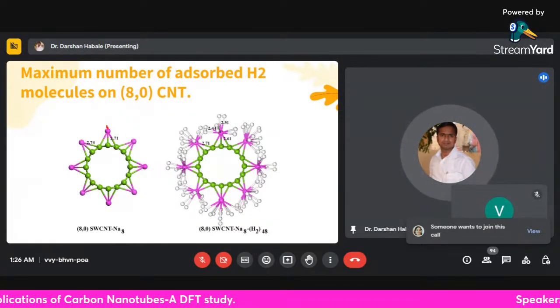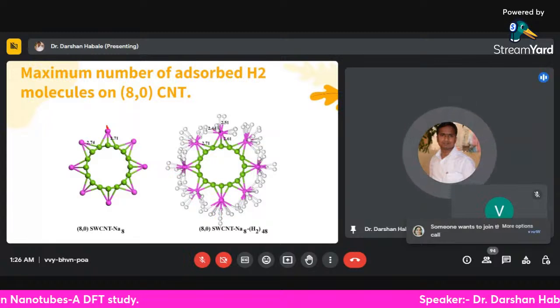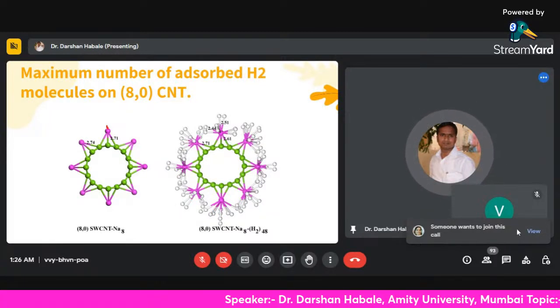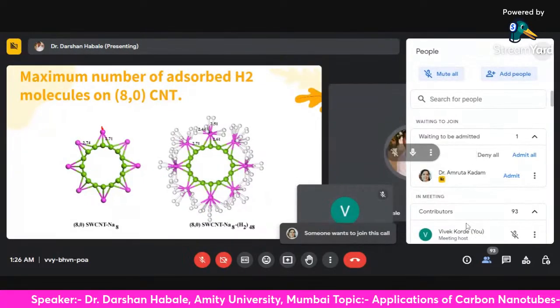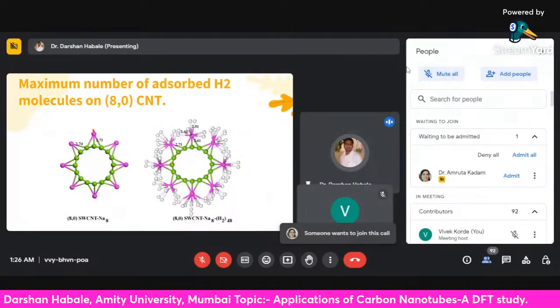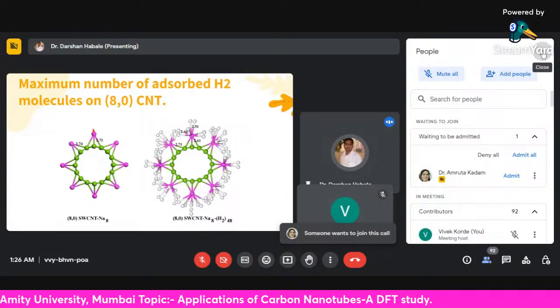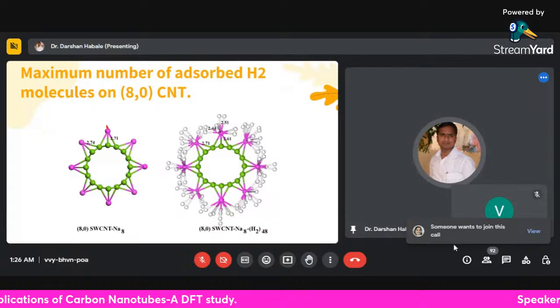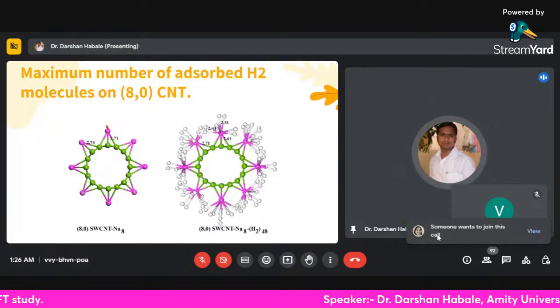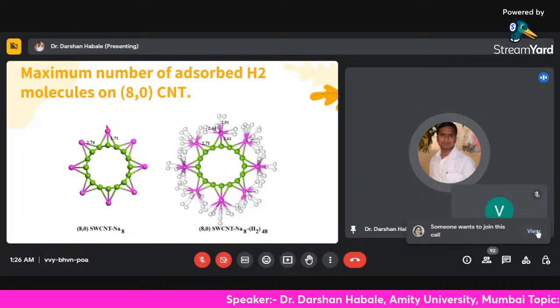Okay, so the bond length is again the same. Even if we have a single atom or 8 sodium atoms, there is no such change in the bond length. The bond length between sodium and carbon is in the range 2.4 to 2.6, and there is no change in the hydrogen-sodium bond length as well, even if we have more hydrogen molecules. It can easily adsorb this many hydrogen molecules.